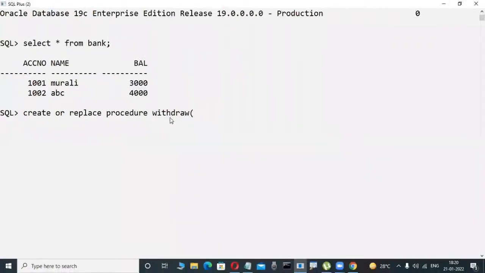Now here, create or replace procedure withdraw. Suppose here I'm passing the account number. Okay, fine. Account number I'm passing. Again, amount also I'm passing, because I try to withdraw. Same like the ATM card. And now here amount, I'm passing something.